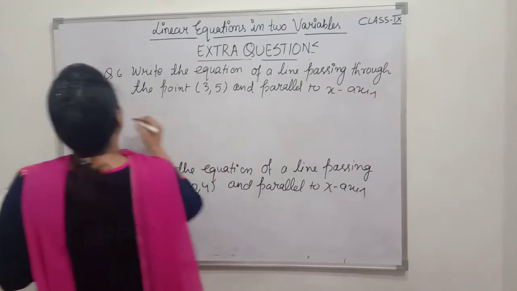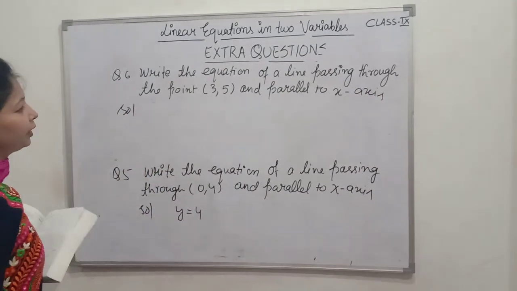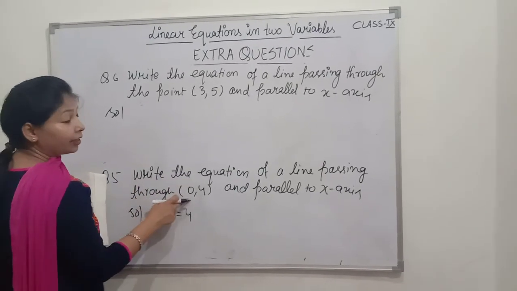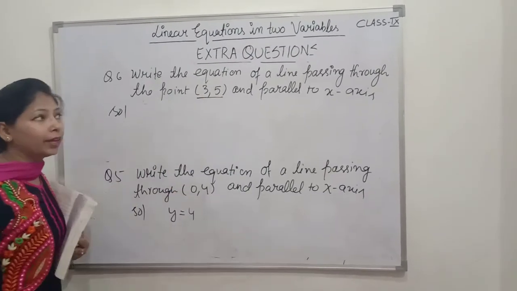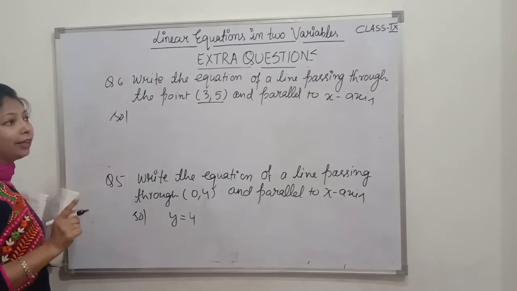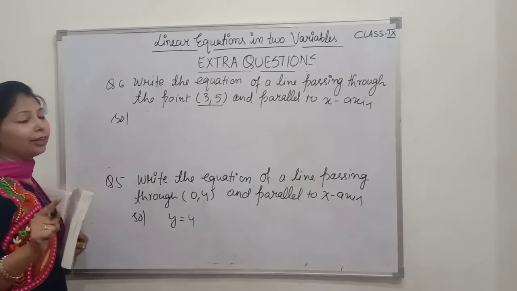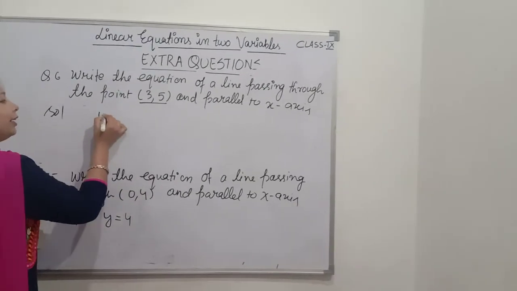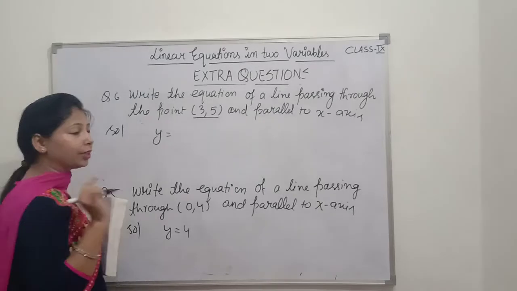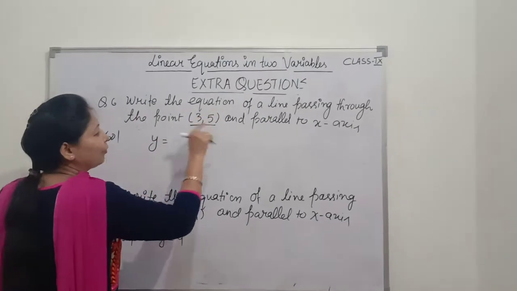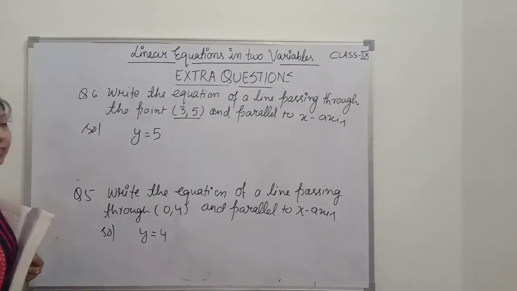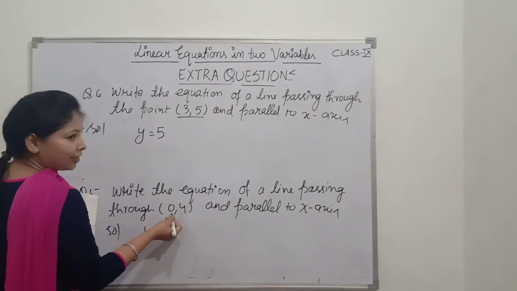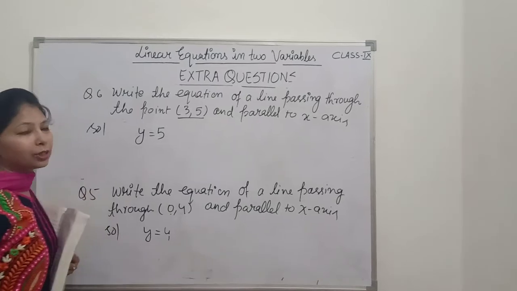Student, see the difference between these two questions. Write the equation of a line passing through, here is (0, 4), here is (3, 5), and parallel to x-axis. Again the line is parallel to x-axis, and remember, whenever it is parallel to x-axis, it only contains y is equals to some constant. Now the constant is obviously y1, so y is equals to 5 is my answer. It doesn't matter whether x is 0 or not. In this question my x is 0, in this question x is equals to 3.